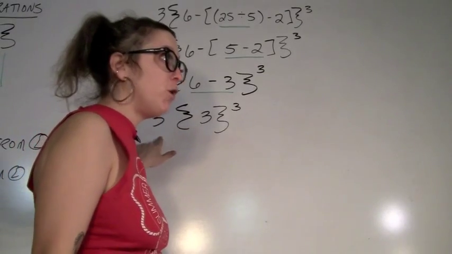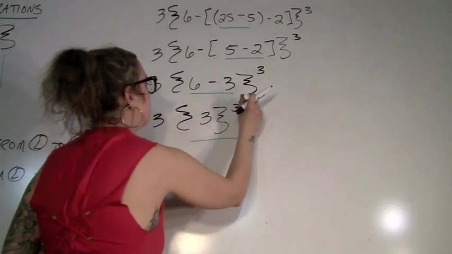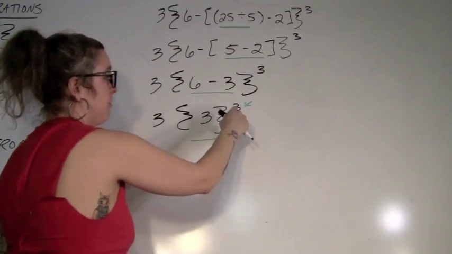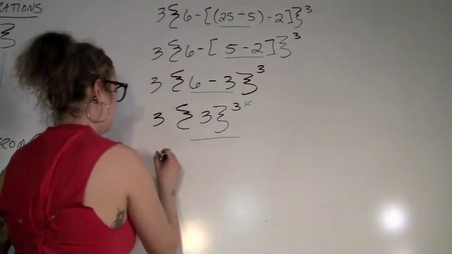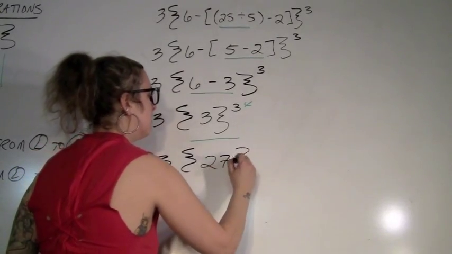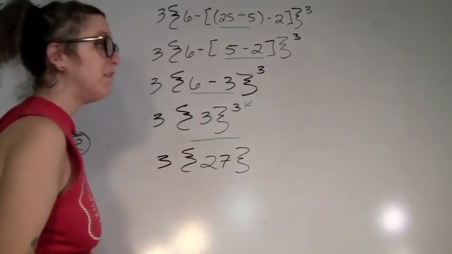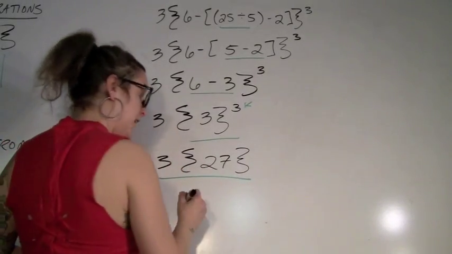Exponents before you multiply. Okay, this says take 3 3's and times them. So when you times 3 3's, it's 27. Okay, so the last thing we're going to do is do some times and call it an 81.